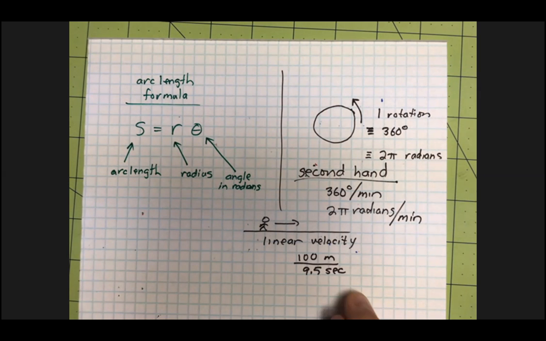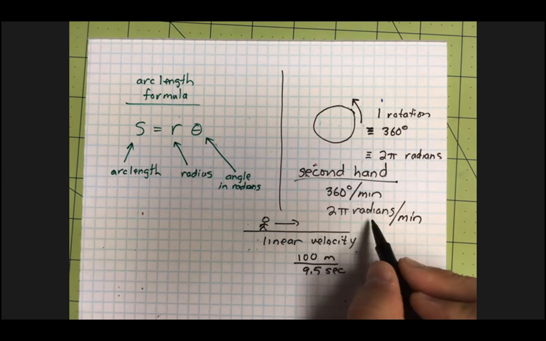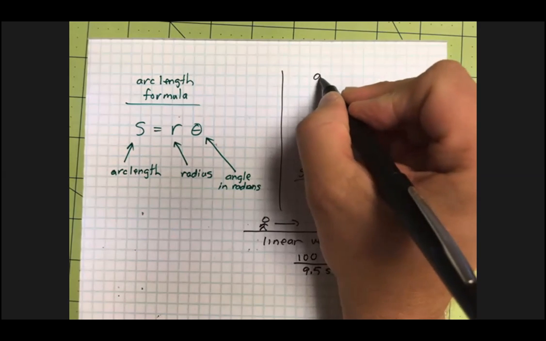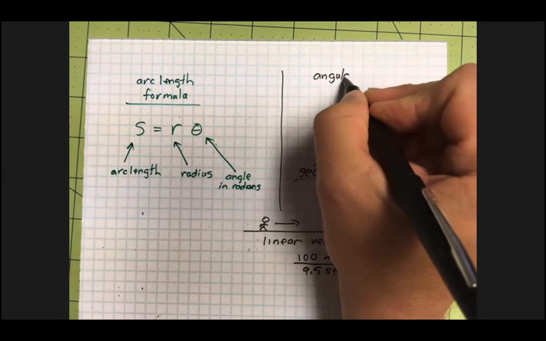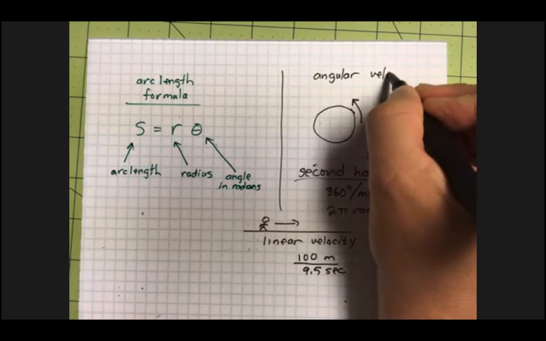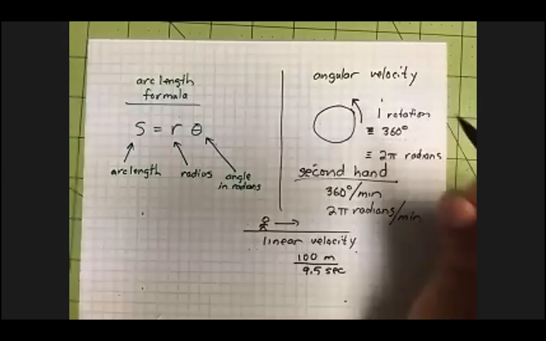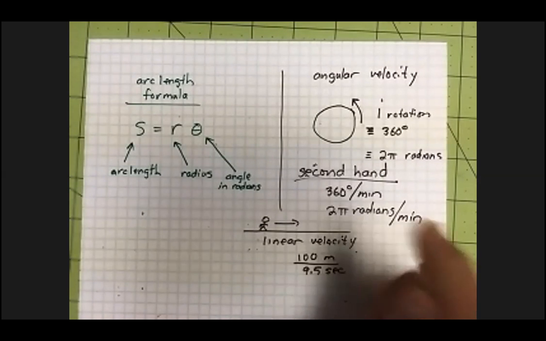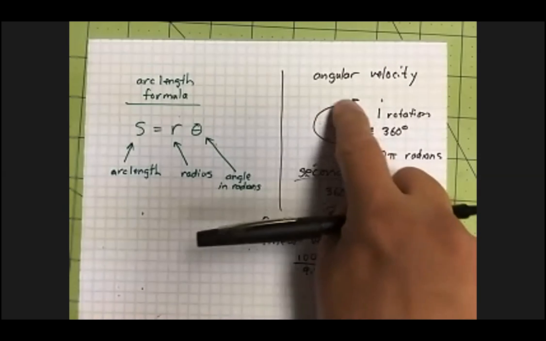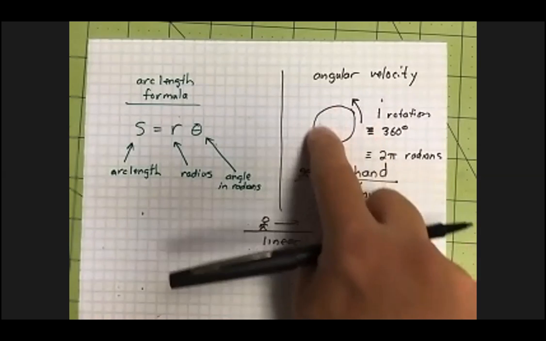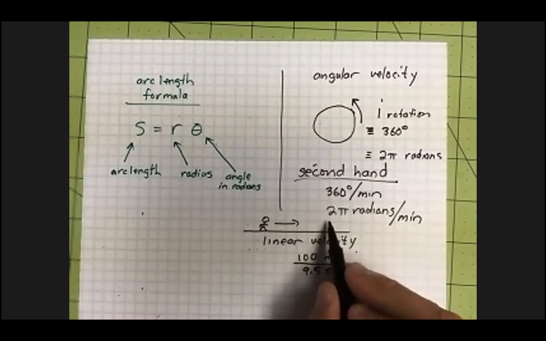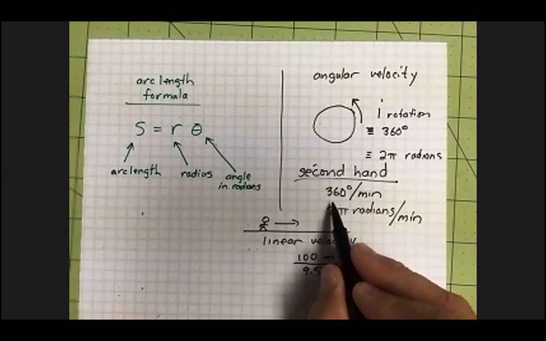Now the question is, can you relate these two things? What should you call it when you measure angles per unit time? That's called angular velocity. RPMs is an example of angular velocity. 4,000 RPMs means that object is rotating 4,000 times in 1 minute. The second hand rotates 1 time in 1 minute.